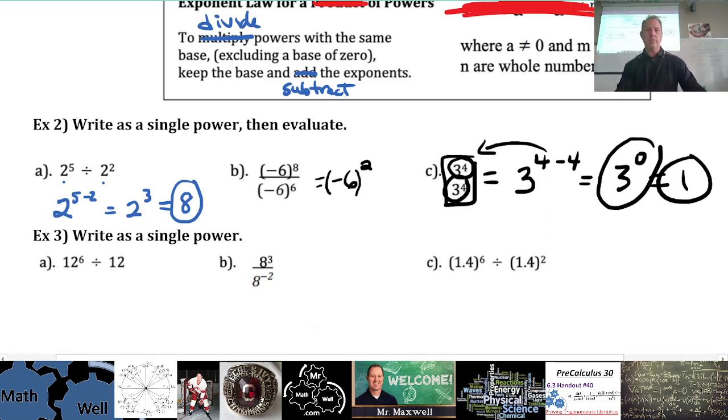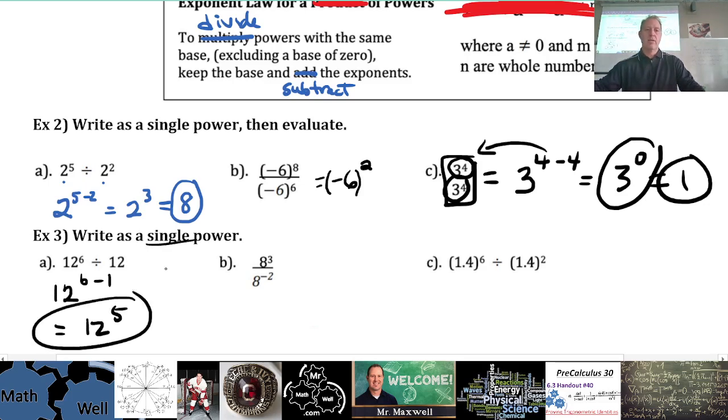All right. Example 3, you might be ahead of me already because I'm talking so much, but this is 12 to the power of 6 minus, there's no power there. If there's no power shown, what is it understood to be? 1. You guys are so smart. That's 12 to the power of 5. Now, just write as a single power, you don't have to evaluate that, so that's good. 12 to the power of 5. Oh, we didn't evaluate b. Okay, that is right. Thank you.